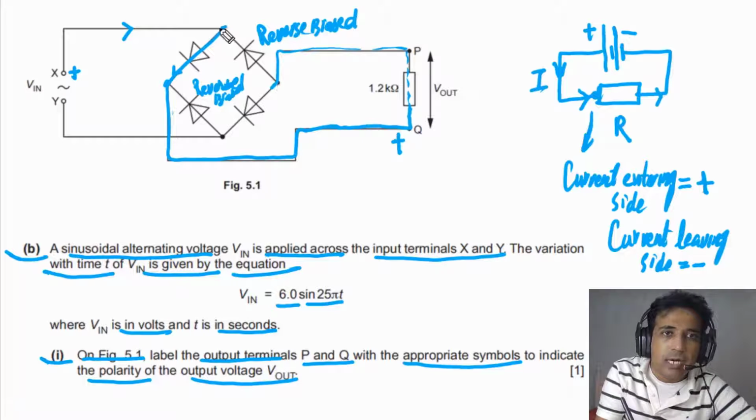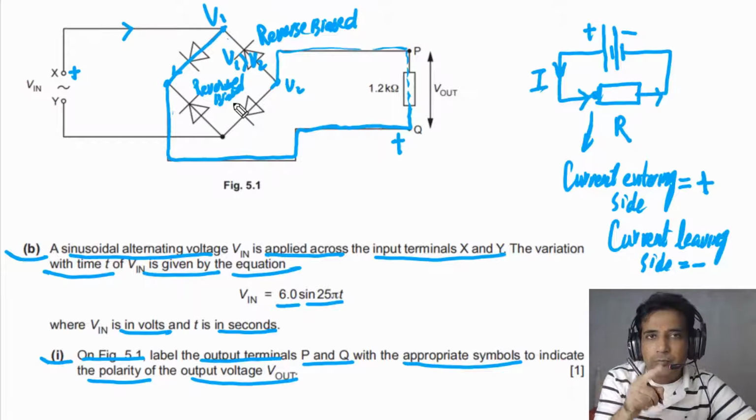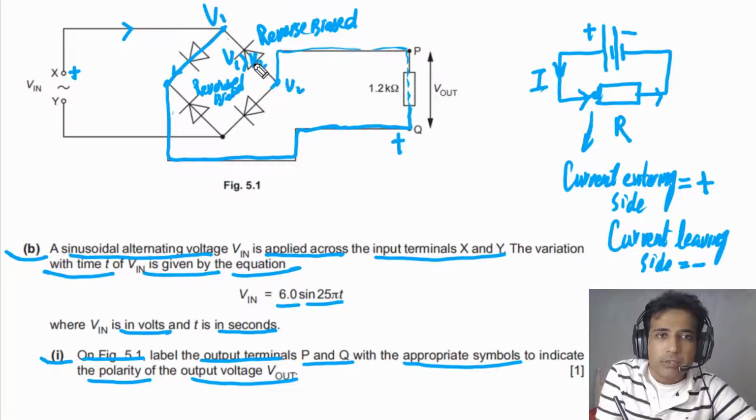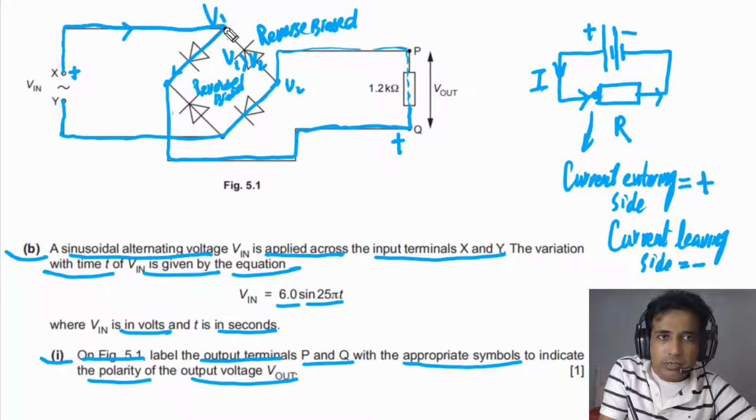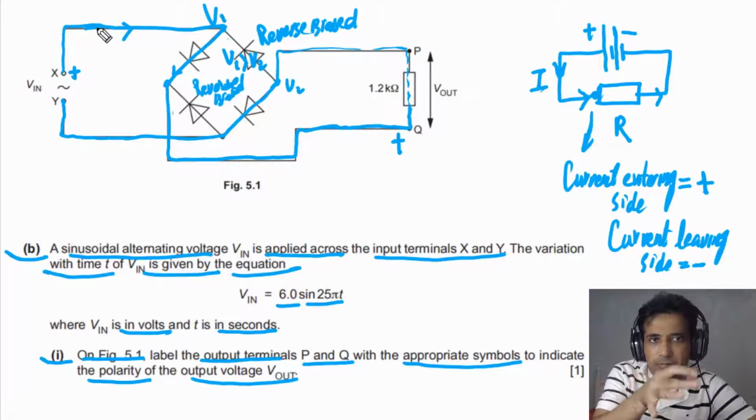So it cannot go this way because, let's say this potential is V1 and potential at this point is V2. So in this case, V1 is greater than V2. So current only flows from high to low. So current will not flow this way. So current will go through this diode and come back to this power supply. So this is how current will flow. Let me also use a solid line here, so you can see what is happening in this case.